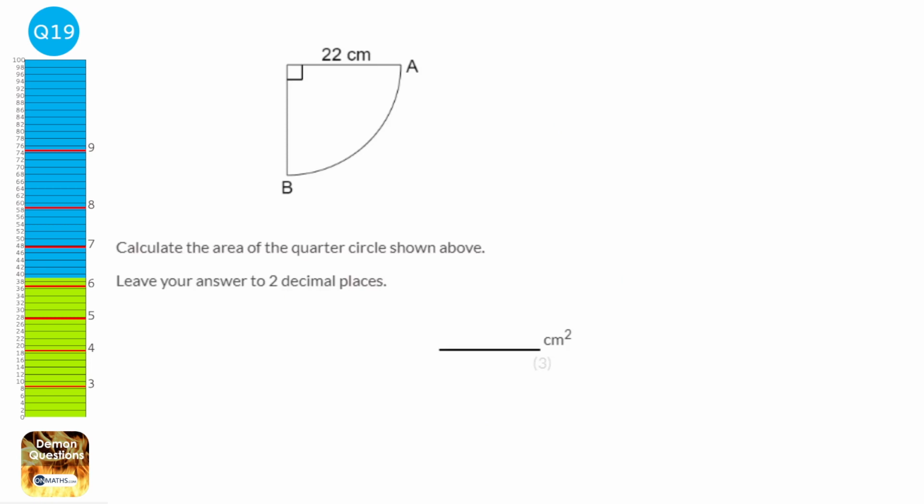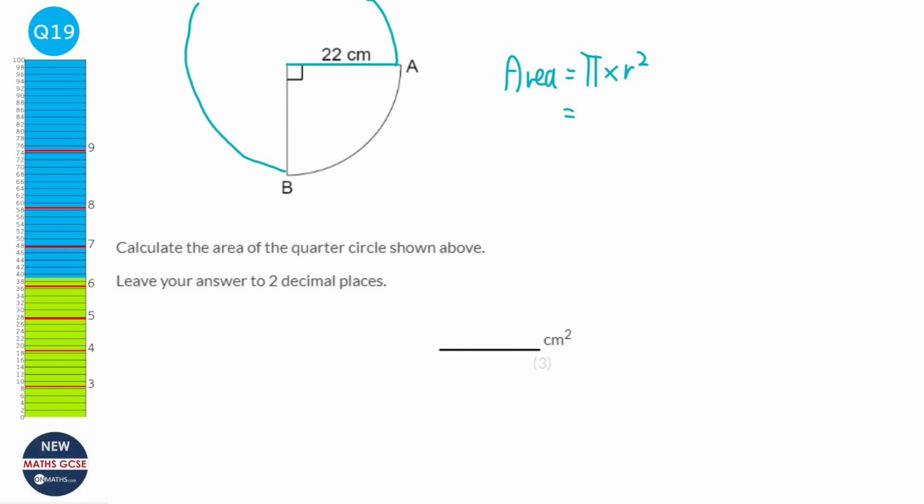To find the area of a quarter circle, we first of all just assume that the circle is whole, and we work out the area that it would be if it was a full circle. So the area is pi times r squared. The radius will be this distance here, which is between the centre and the circumference of the circle. So it's going to be pi times 22 squared. And when you do that on the calculator, you get 1,520.530 blah blah blah.